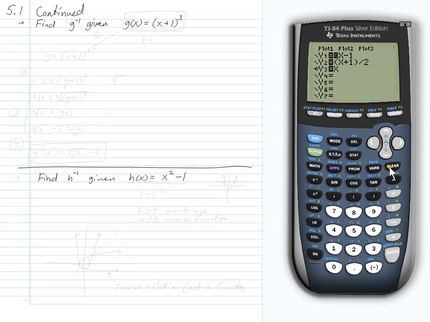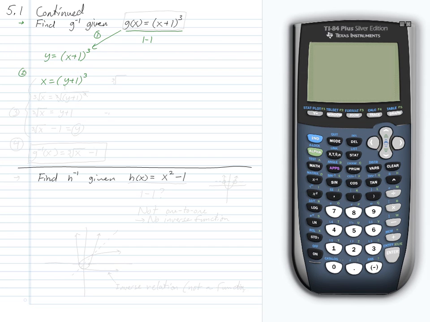Alright, so here we have another of this same type of question. We're going to find g inverse given the function g as a starting point. Well, we already saw that this function is one-to-one, so we can begin by replacing g of x with y. So we'll call it y equals x plus 1 quantity cubed. Alright, so that's our first step. Second step, we are going to swap out our x's and y's. Turn this into x equals y plus 1 quantity cubed.